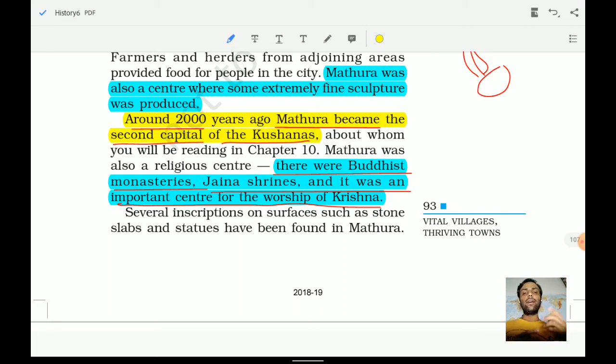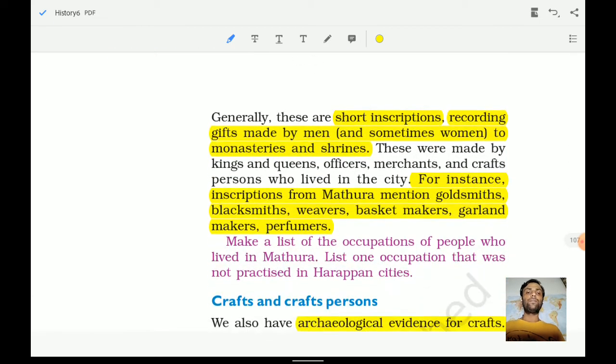In that era, it was not only a prominent center for Krishna worship, but also a very important center for Buddhist monasteries, and Jaina shrines were also found, because these were prominent centers for the Jaina and Buddhist religions as well, right? So it is important that there was not only dominance of one religion; rather, several religions were being followed in parallel by different followers, right? So remember this.